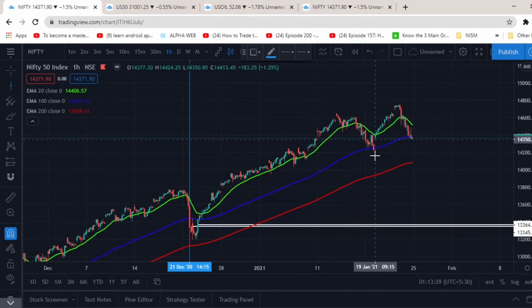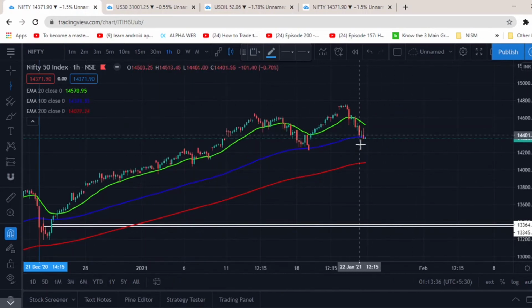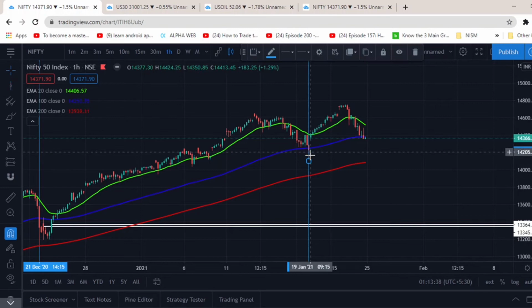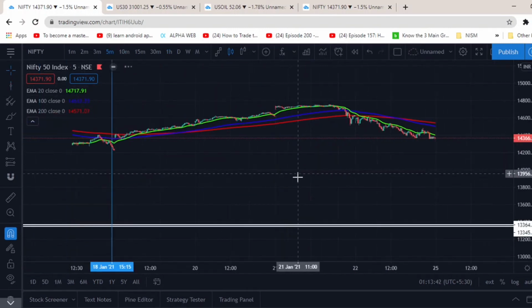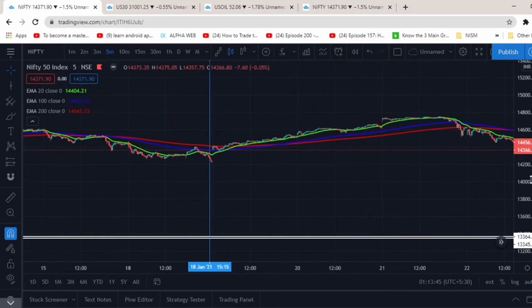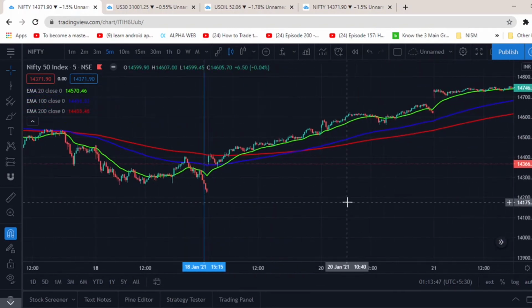Okay, we just mark this red candle. Here, what happened? There is a gap up opening. Again, we will mark this, and we move to the 5-minute chart. So here, what happened?